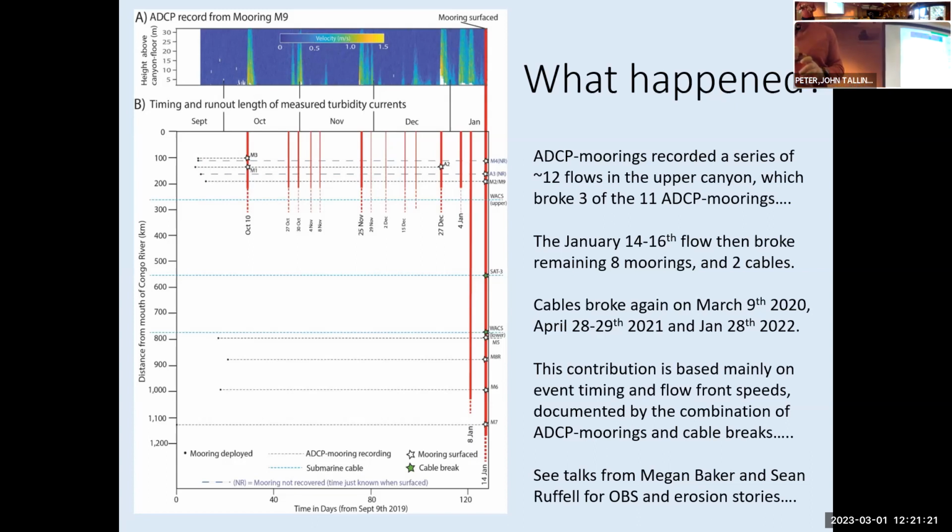So can you explain what an ADCP record is? Yeah, so the acoustic Doppler current profiler is a system which emits a pulse of acoustic sound, which is reflected from particles in the flow.